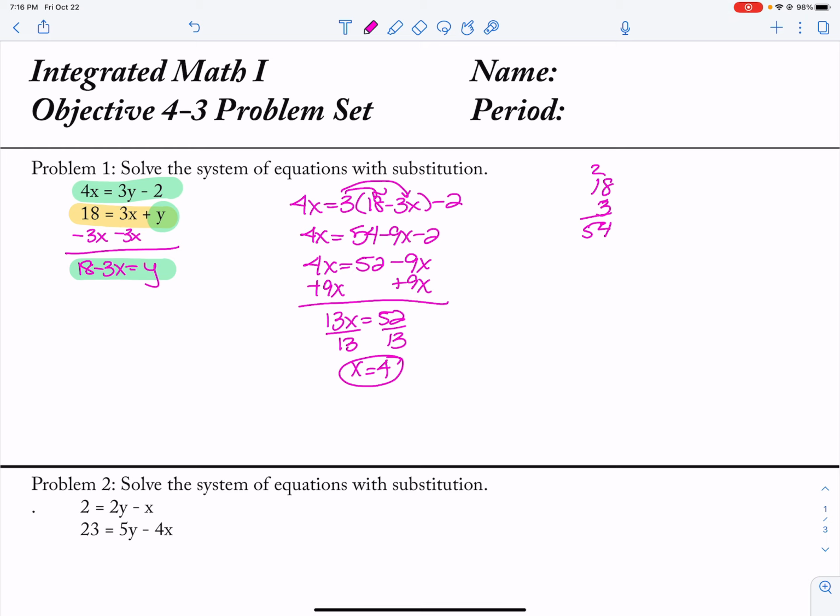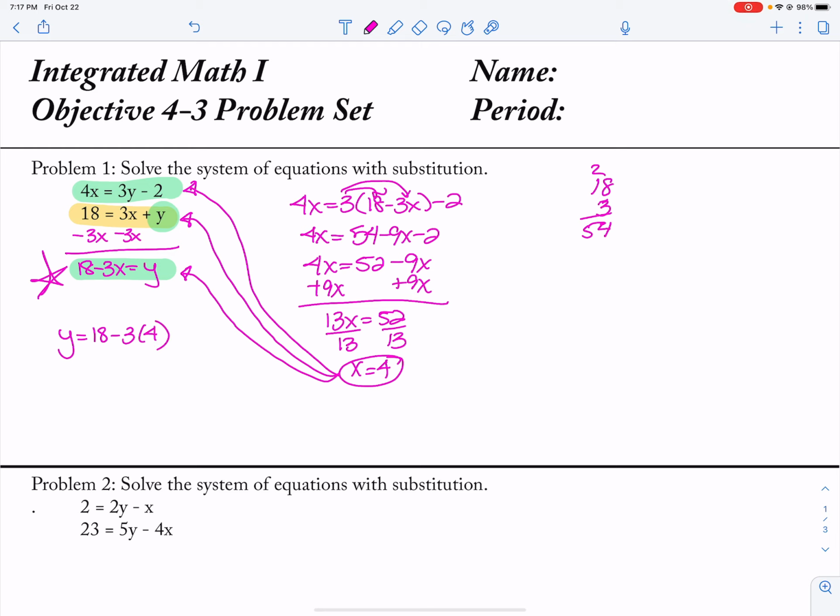Okay, so when I have x equals 4, I can plug it into the top equation, I can plug it into the bottom equation, or I can plug it into the one I isolated. Plugging it into the one that I isolated is far easier than any of the other ones. Not that I want to say let's be lazy, but let's be efficient with our time. So I'm going to plug my 4 in for x into my isolated equation. And so then I get y is equal to 18 minus 12, so y is equal to 6.